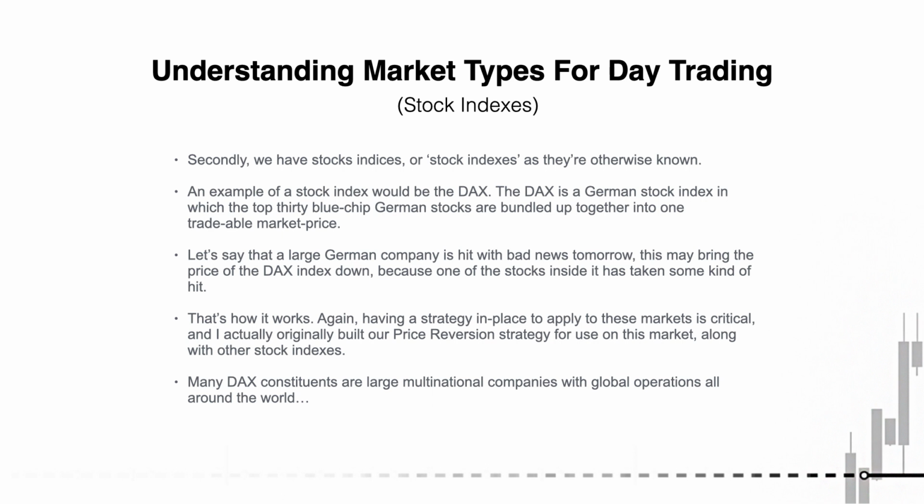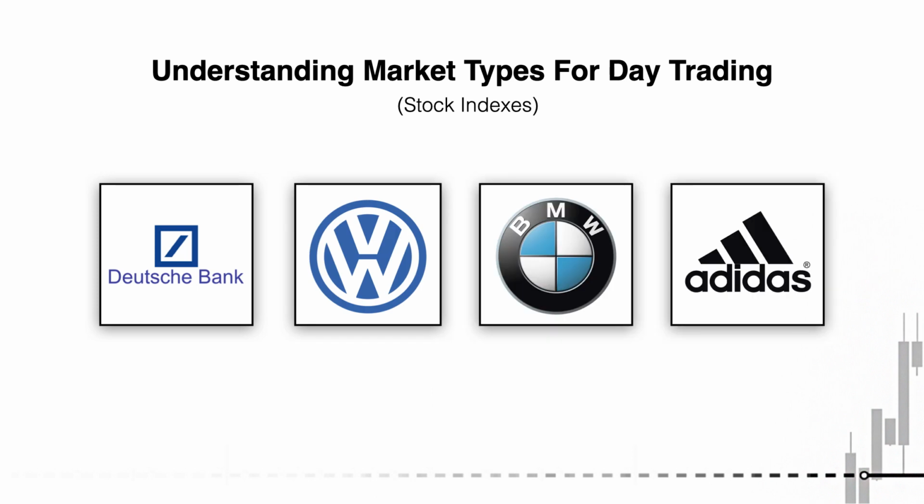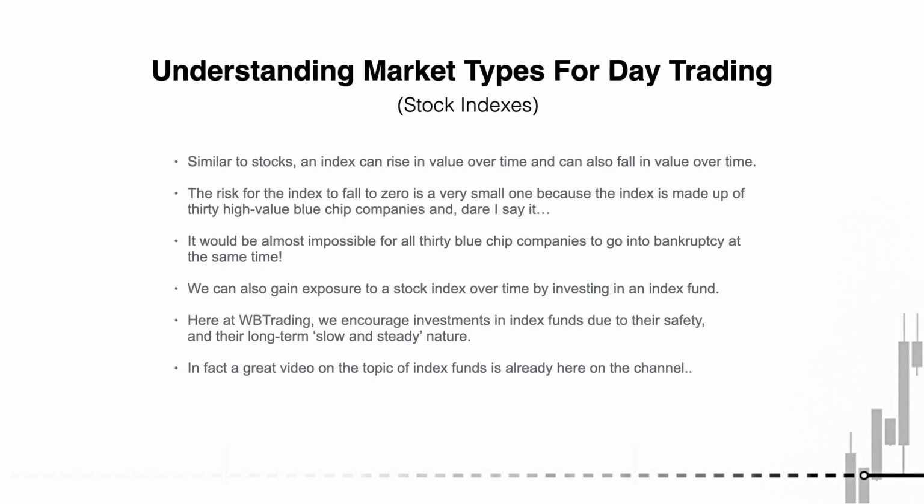And again, having a strategy in place to apply to these markets is critical. I actually built our price reversion strategy for use on this market specifically initially, along with other stock indexes. Many DAX constituents are large multinational companies with global operations all around the world, such as Deutsche Bank, Volkswagen, BMW, Adidas, and similar to stocks, an index can of course rise in value over time and can also fall in value over time.